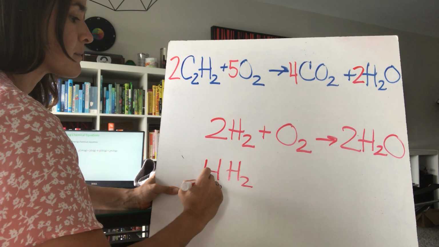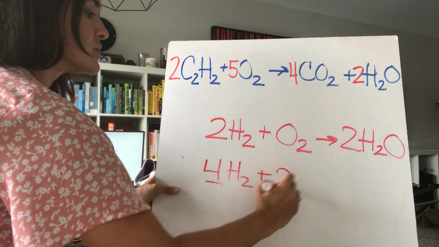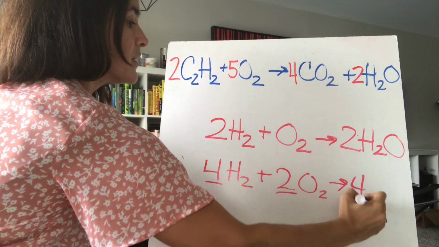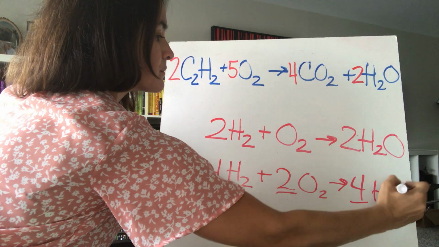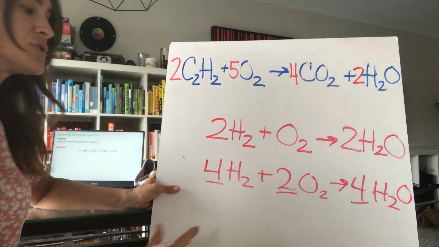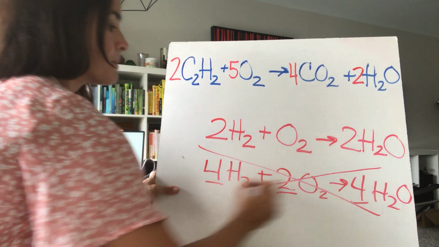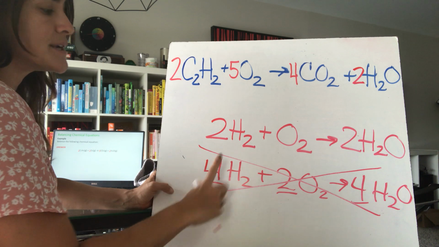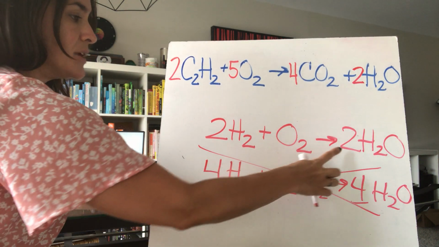4H2 plus 2O2 yields 4H2O. And you gave me this as the final answer. This would be wrong because 4, 2, and 4 can be simplified to 2, 1, and 2.